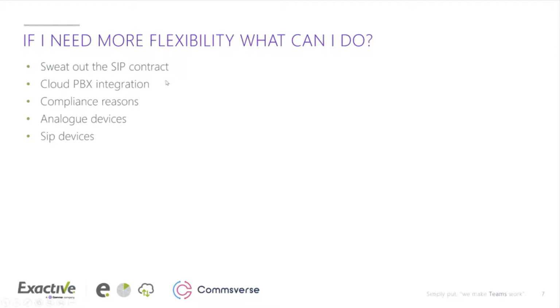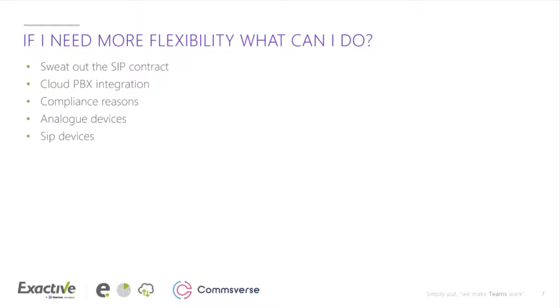So for example, if you want to sweat out a SIP contract, you may have just signed up to a 36-month SIP contract, and 6 months down the line, the business says to you, look, we really want to start looking at direct routing as a service. What can we do here? You're in a bit of an awkward situation because you can't go back and cancel the SIP contract because you've just procured that. What can you do there? Similarly, you may have just renewed your cloud PBX, so you may want to have some form of interop between your cloud PBX and Teams. What kind of thing can you do there?